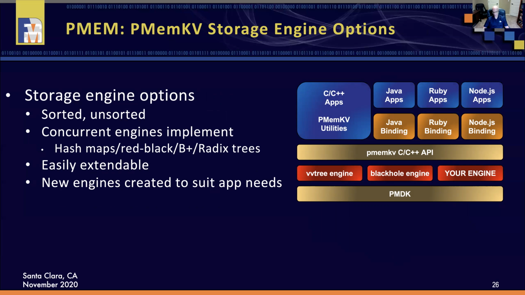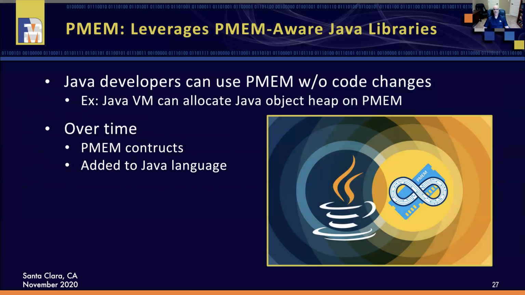In fact, speaking of pre-done, you can leverage PMEM-aware Java libraries. Java developers can use PMEM without code changes. For example, Java virtual machines can allocate Java objects and heap on persistent memory. No code changes. And over time, more and more PMEM constructs are being added to the Java language. So if you're programming in Java, you already have a head start.